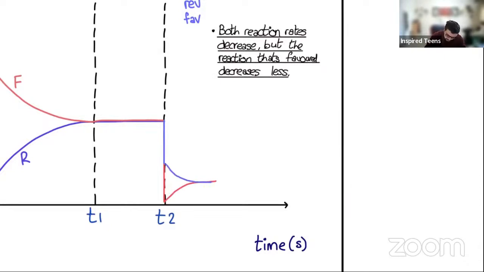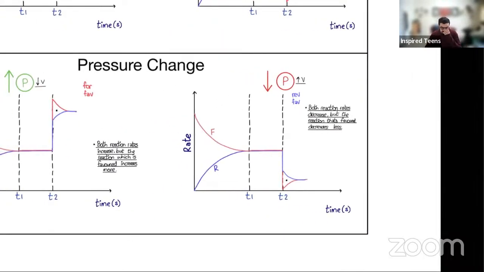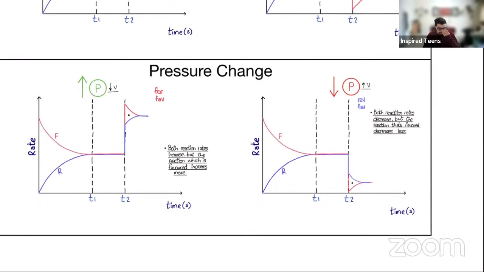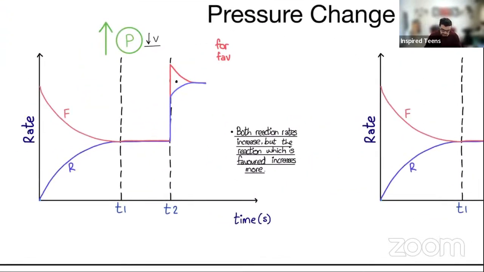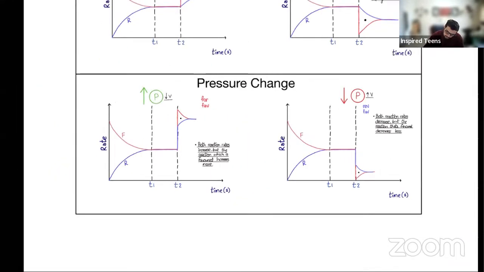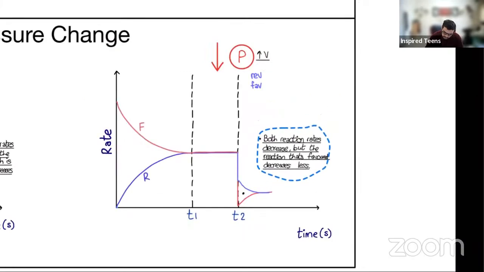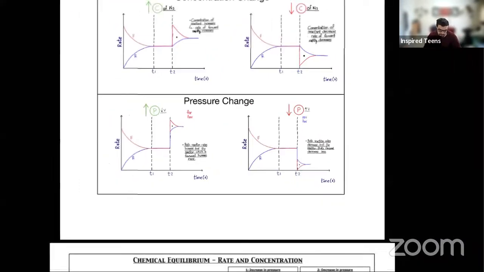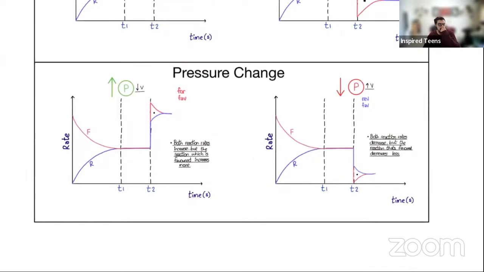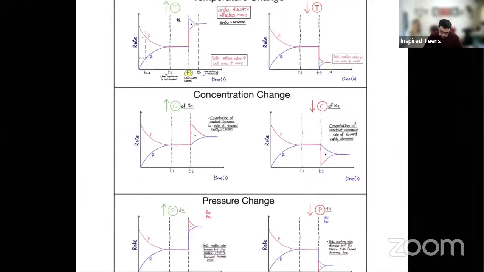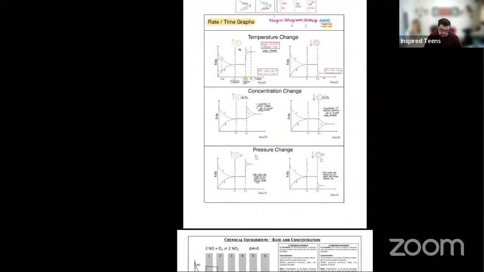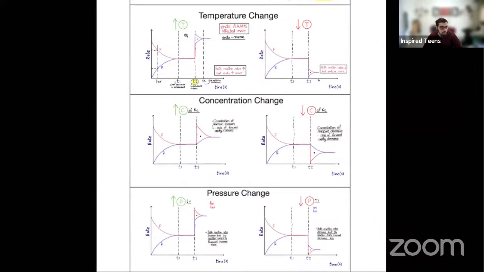Please keep that in mind. For this one, both reaction rates increase, but the one that's favored increases more. But for this one, both reaction rates decrease, but the one that's favored decreases less. So that applies for pressure changes on a rate versus time graph. Very important stuff, as well as concentration and temperature. You can see how these graphs are quite different compared to the concentration versus time graphs, and how each one has its own specific rules that it needs to follow.